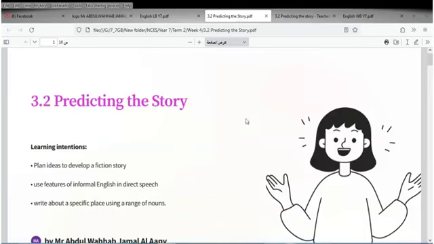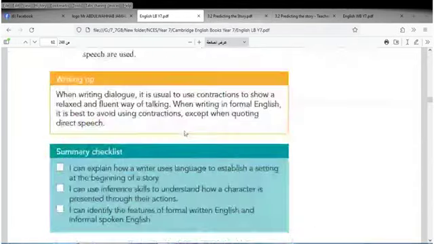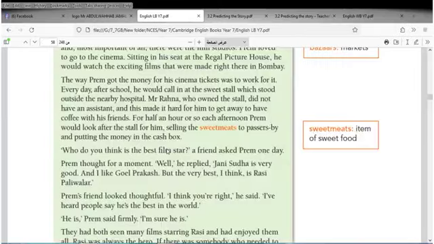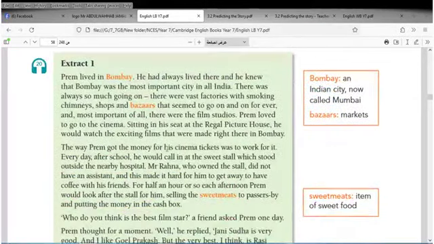I need to remind you that the story is Film Boy, and today we are going to deal with Extract 2 from Film Boy, a story written by Alexander McCall Smith.